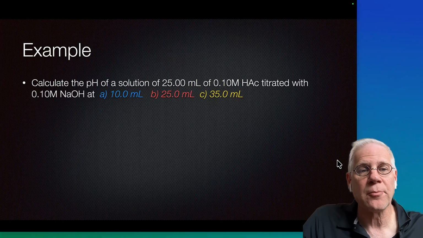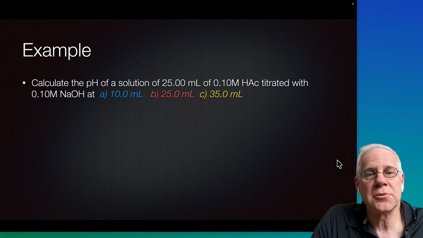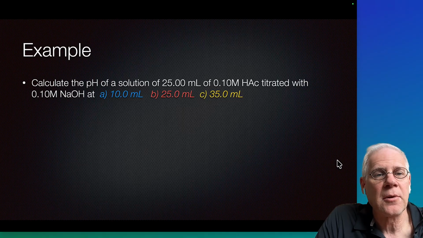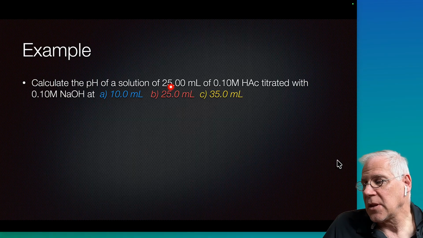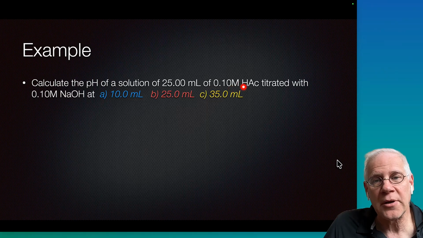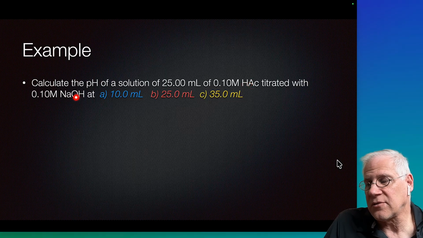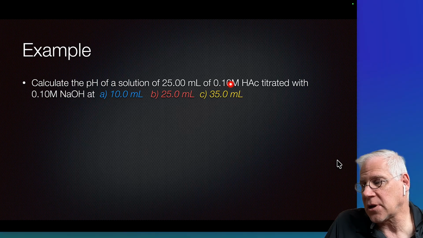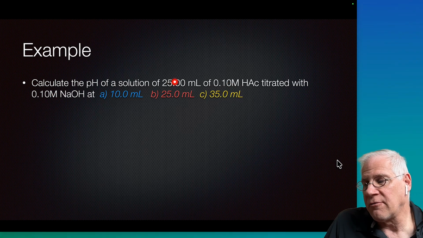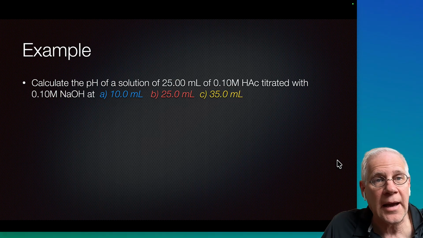So let's look at an example. We're going to look at a titration of acetic acid. We're going to titrate it with sodium hydroxide, and we are going to look at the pH of the titration at 3 different points. Now we can see that we have 25 milliliters of 0.1 M acetic acid, and we're titrating with 0.1 molar NaOH. So even though this is a weak acid and this is a strong base, it's still a 1-to-1 reaction. And because their concentrations are identical, their volumes will be identical at the endpoint.